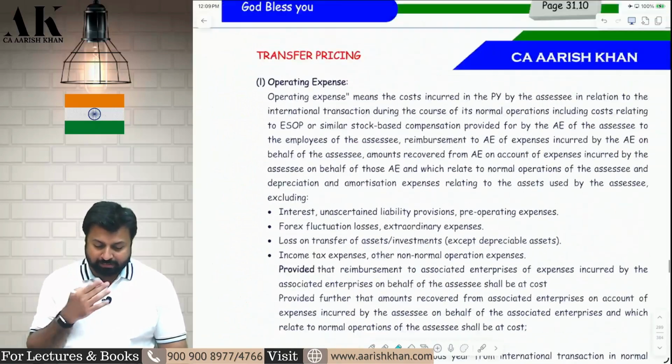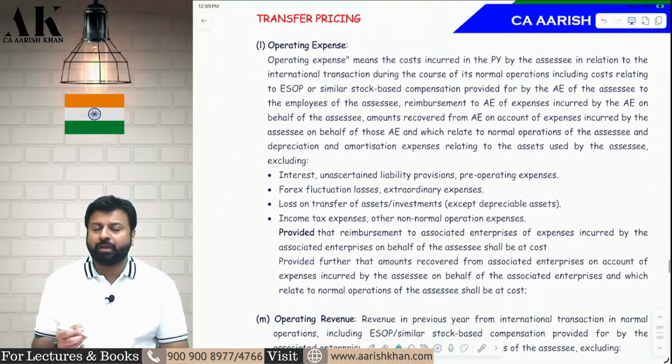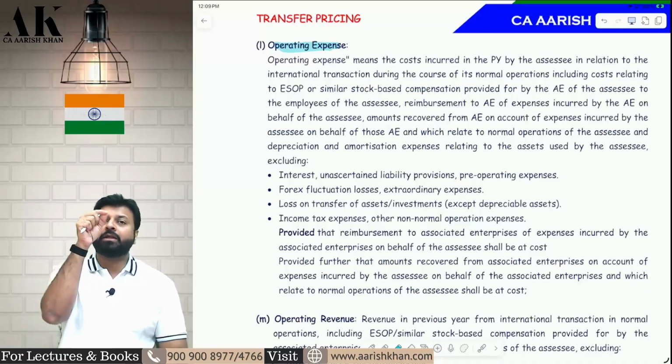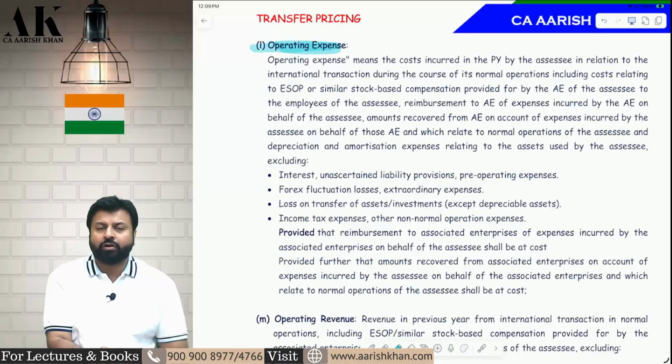Sir, what is OP upon OC, sir? For that, you need to find out what is OP upon OC. Operating expense is your denominator. And your numerator is operating profit. So from the revenue, you have to reduce the expense, and you will get your profit.